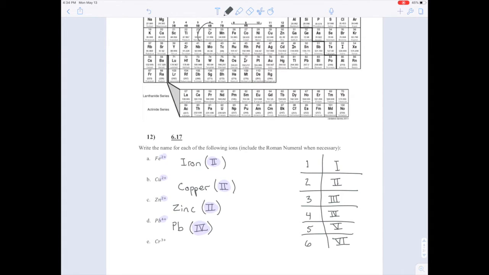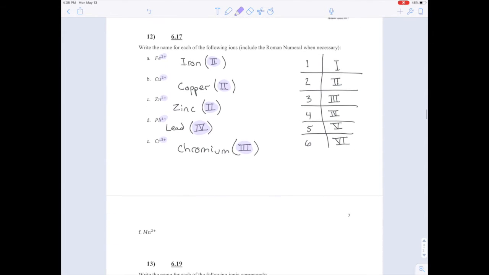Cr is chromium. You can sort of see it up here in the periodic table. So chromium, oops, and this last one I should have written lead, the word. So lead. Okay, so for E, chromium, but it's not just any chromium, it's a chromium with a 3+ charge. So we'd put Roman numerals with a 3, and that Roman numeral there is reflecting the charge on the ion.